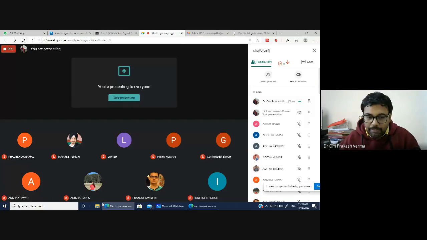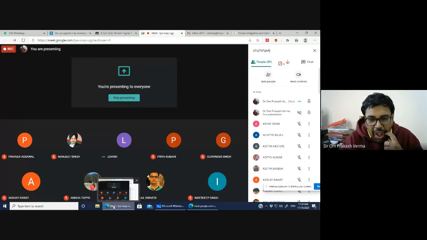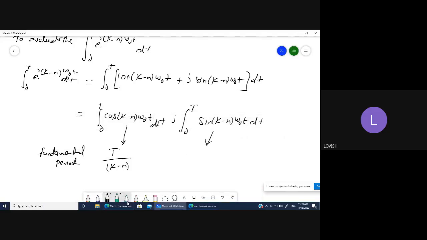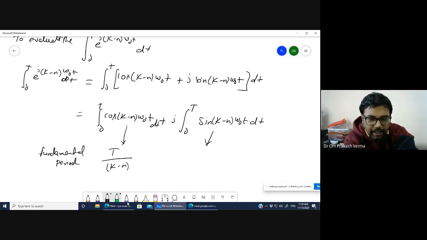Lavis, can you tell me what is the solution of this integration? Yes, sir. The solution is sine (k minus n) omega naught t divided by (k minus n) omega naught. Very good. Then ahead, plus j.